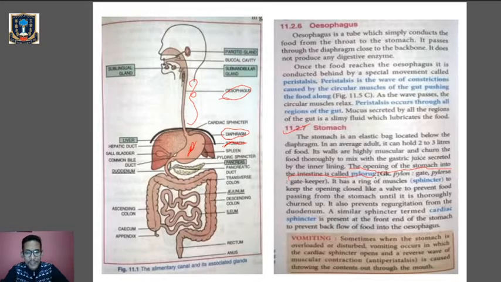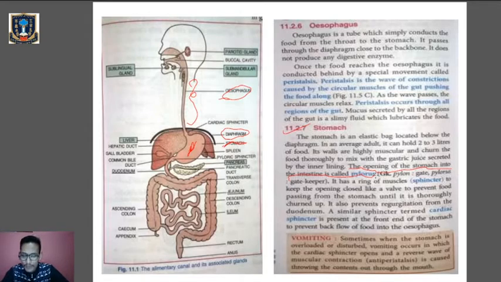Please keep in your mind that the opening of the stomach into the intestine is called the pylorus, and this pylorus has a ring-like muscle called the sphincter, which will keep the opening closed, like a valve, to prevent the food passing from the stomach until it is thoroughly churned up. So this pylorus, which has the ring-like muscle called sphincter, acts like a valve in the artery, in the heart, that will prevent the backward flow of the blood.